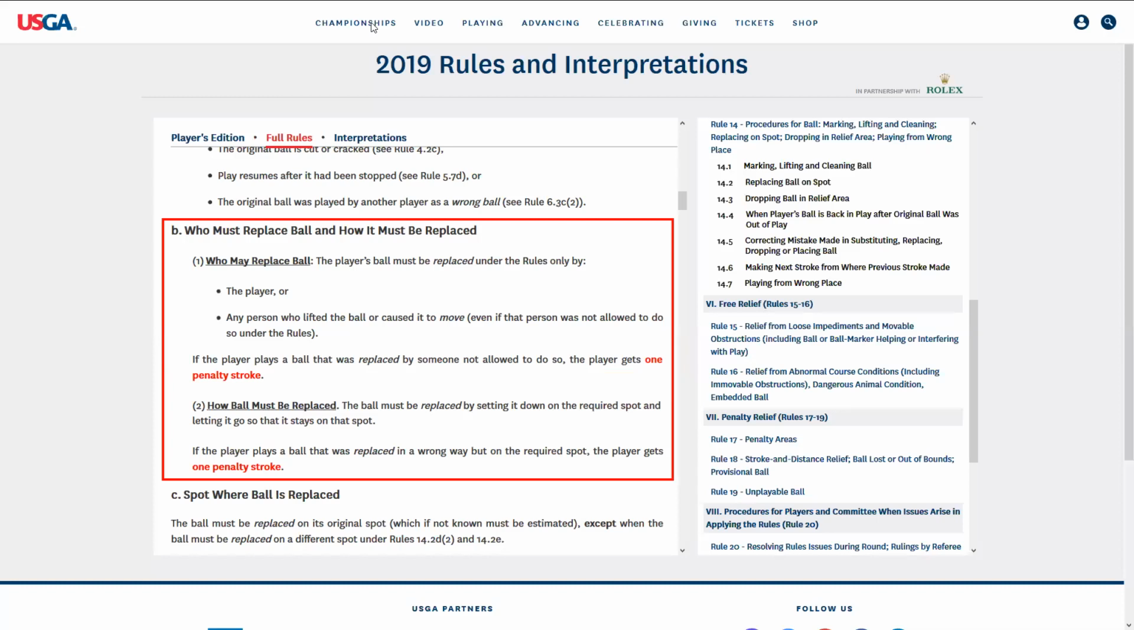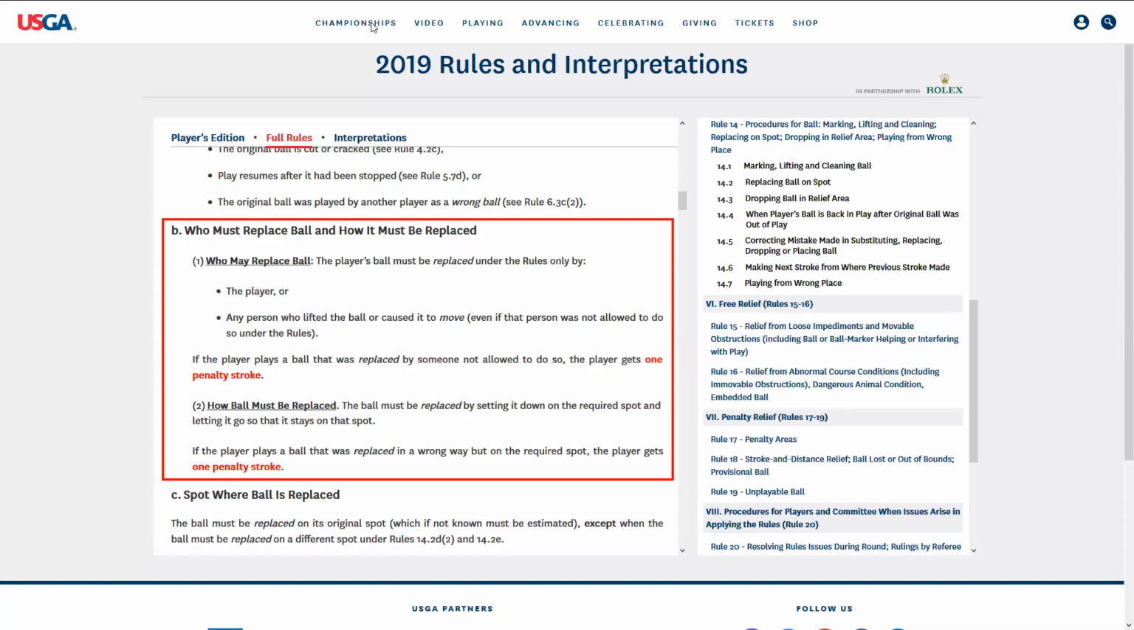All right, part 2, how ball must be replaced. The ball must be replaced by setting it down on the required spot and letting it go so that it stays on that spot. What this says is that you must use your hand. You cannot use a club. There's actually an interpretation, it's called REPLACE/1, that says precisely that. You have to use your hand. So if you're on the putting green, you cannot drop your ball, use the putter to push the ball behind, pick up the ball marker, and putt. Why? Because you have not replaced it in the correct manner. It's going to be a one-stroke penalty.